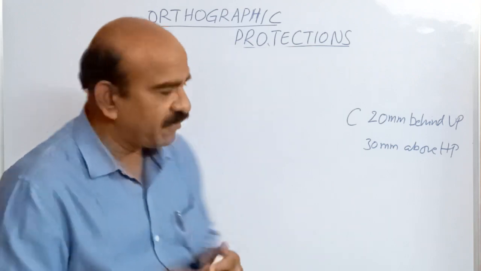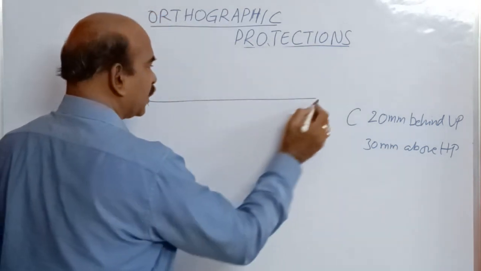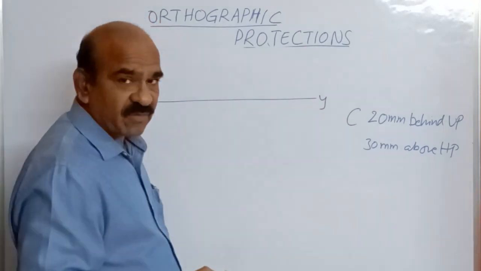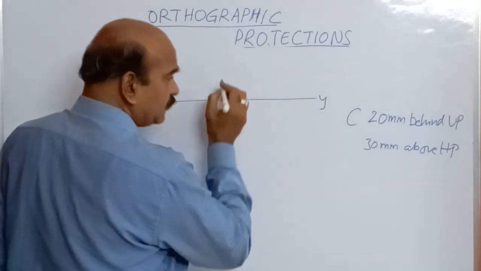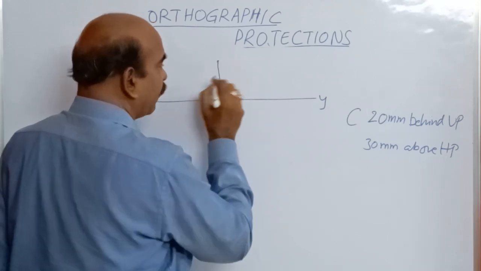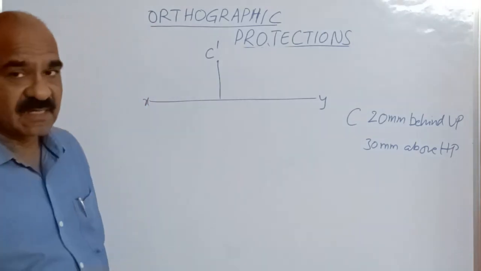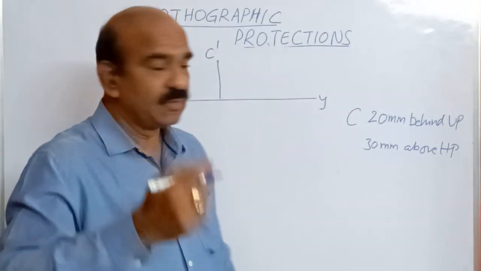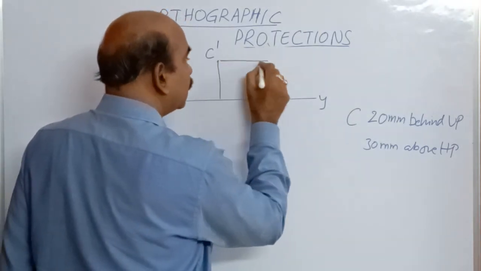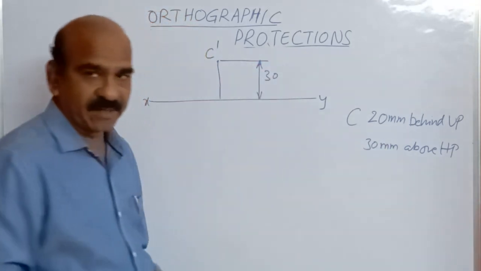So at a height of 30 mm, draw the reference line, a thin horizontal line indicated with XY, and at 30 mm height, you mark a point, that is called C dash, because it is the front view. Height 30 mm, 30 mm above HP.